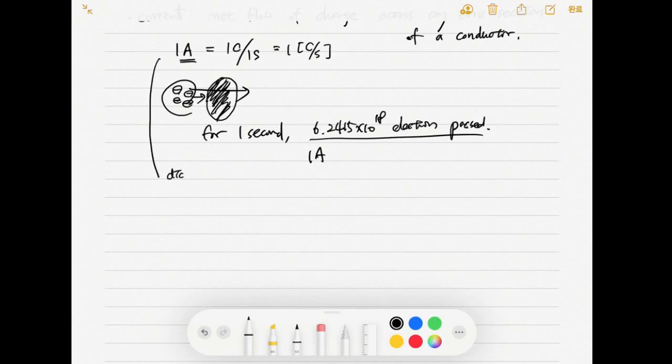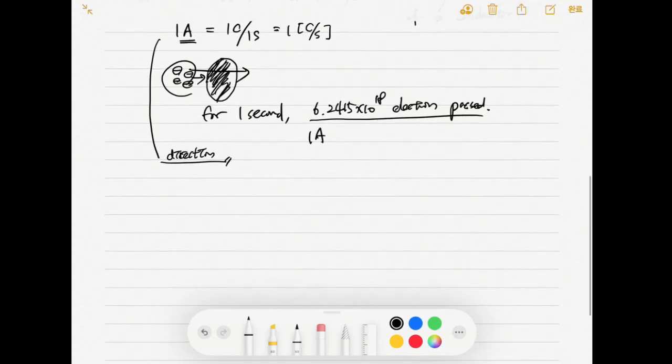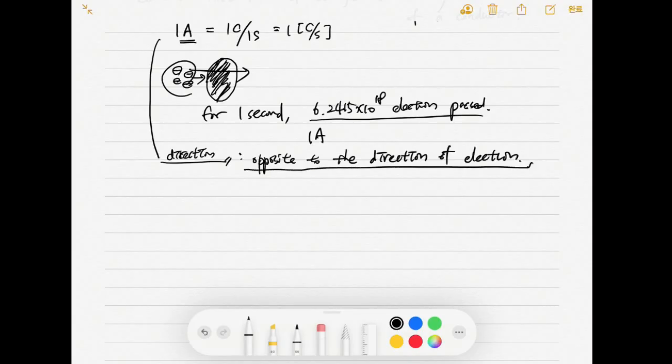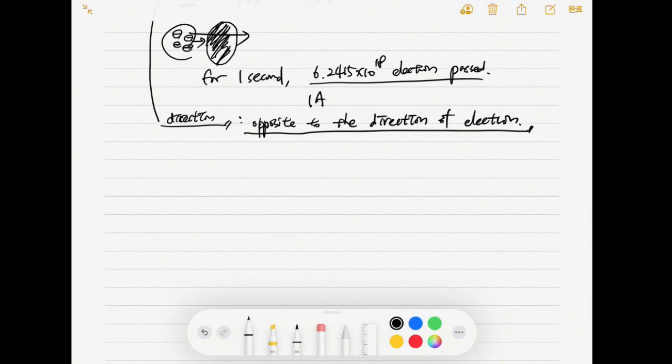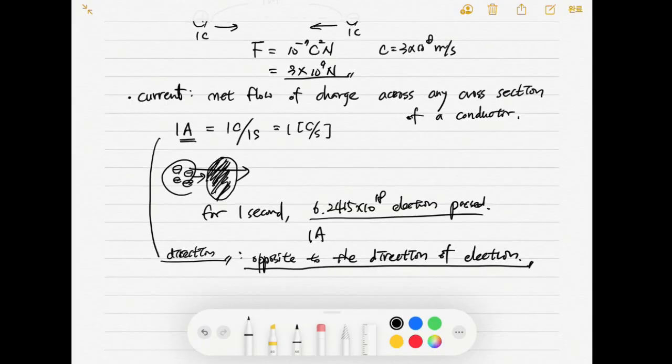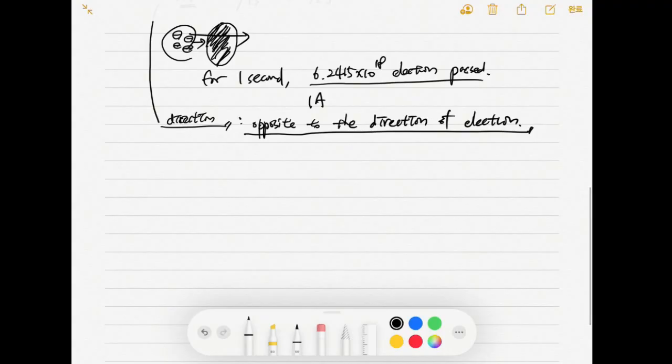We also need to know about the direction of current. The direction is defined not as the direction the electrons follow. Actually, it is exactly opposite to the direction of the electrons. So current is actually a flow of electrons, but the direction of the current is defined by the proton. This is the opposite direction of the electron.